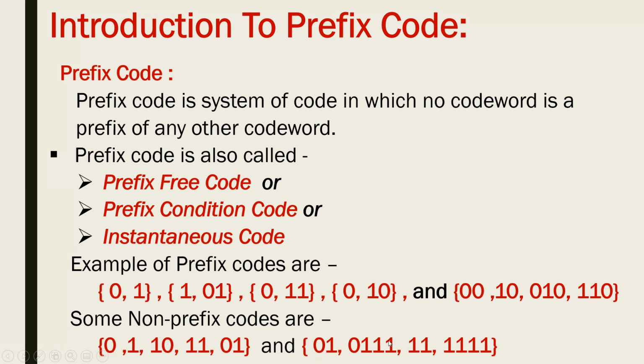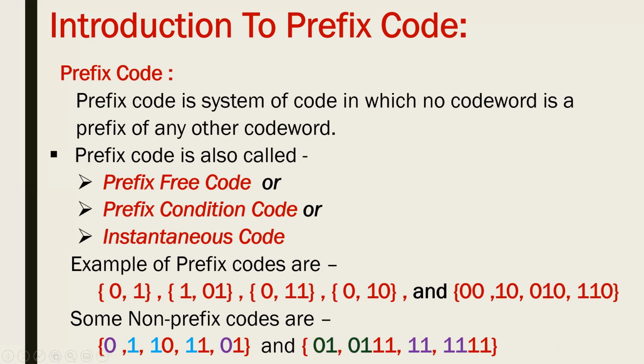And similarly, in the second code book, 01 is the prefix of code 0111, which means before 11 there is a code 01, which is also another code word. Therefore, this is not a prefix code. Similarly, 11 and 1111. You can see that the code 11 occurs before this 11, which means the first two bits of 1111 form another code word, so 11 occurs as a prefix of code 1111. Therefore, it is also a non-prefix code.